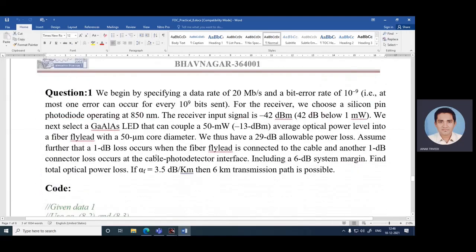Let's solve the example. We begin by specifying a data rate of 20 Mbps and a bit error rate of 10 raised to minus 9, meaning at most one error can occur for every 10 raised to 9 bits sent.